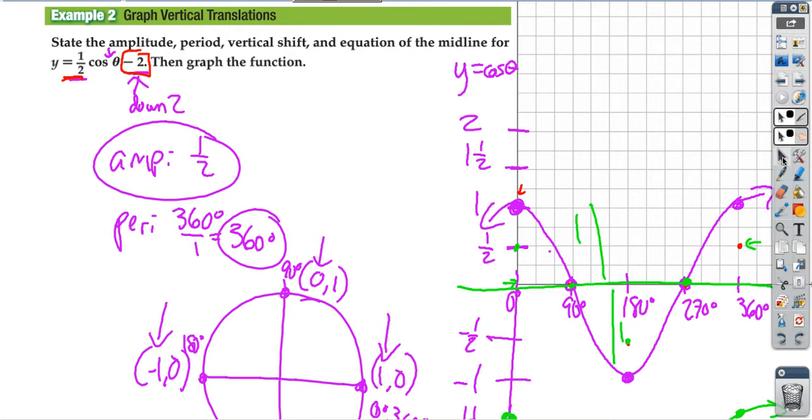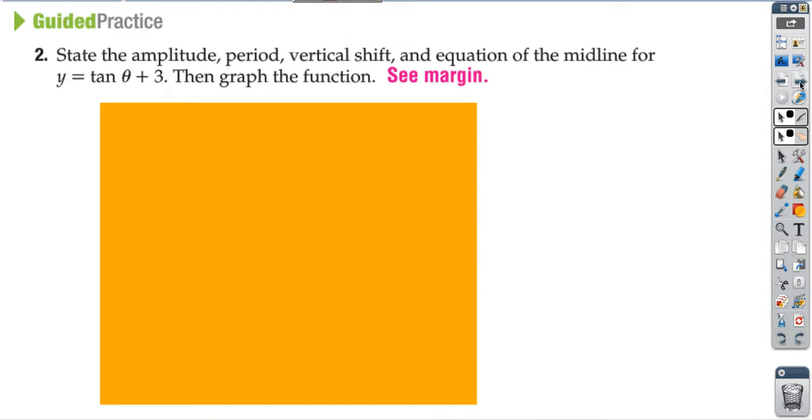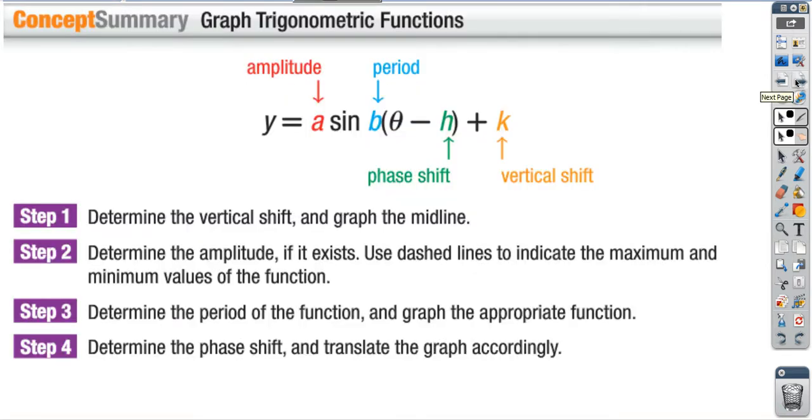Alright, so those are kind of the simpler versions. Let me show you the more complicated version now, and that's when you're doing a whole bunch of shifts at once. Okay. So here's kind of what that looks like. You can see each of these things right here. This tells you the right or left. This number tells you the up or down. This number tells you vertical stretch or shrink. And this number is the period. You divide that by 360.